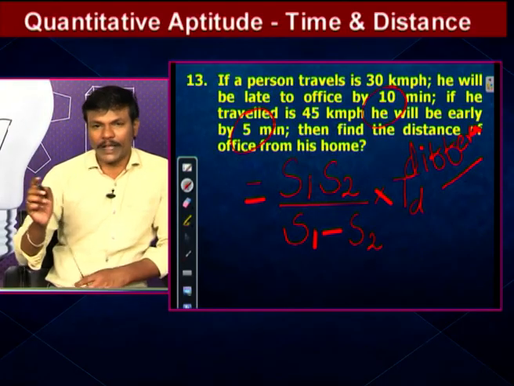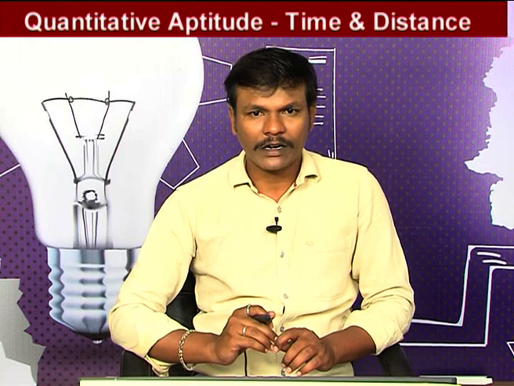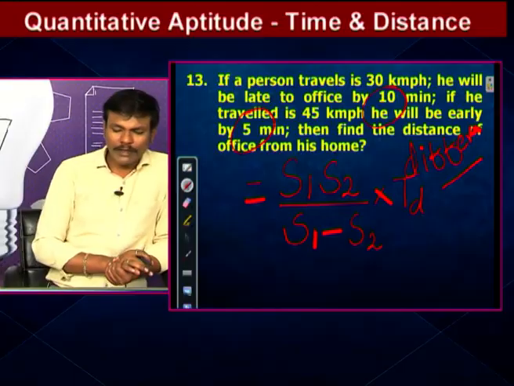Difference of time means when the person travelled with 30 km per hour, and when the person travelled with 45 km per hour, for both of the journeys, what is the difference between the both of the journeys?